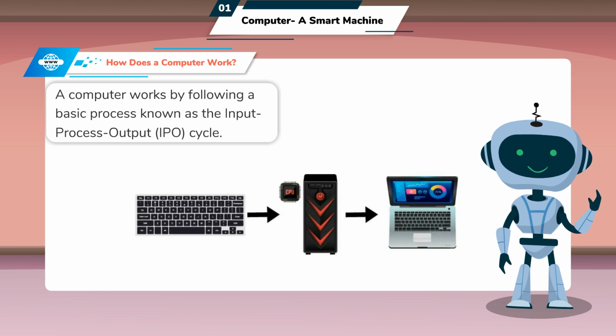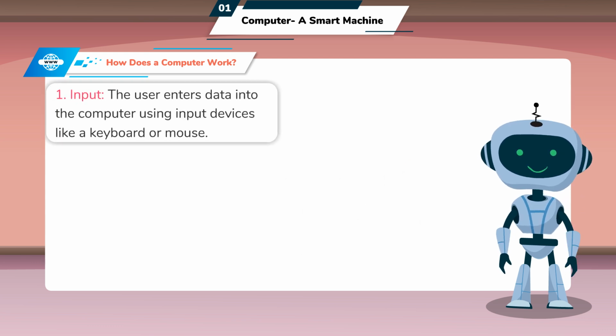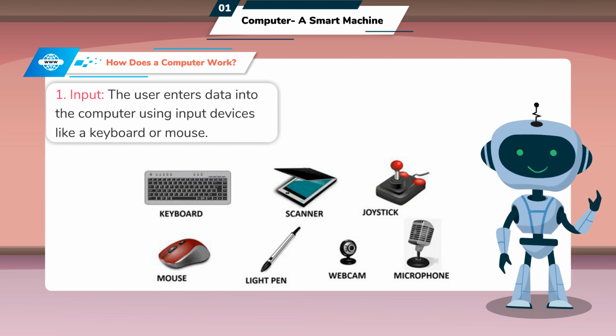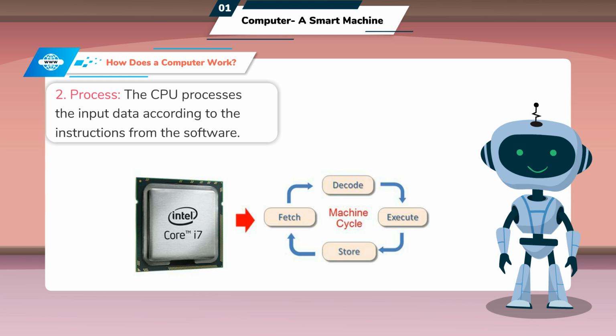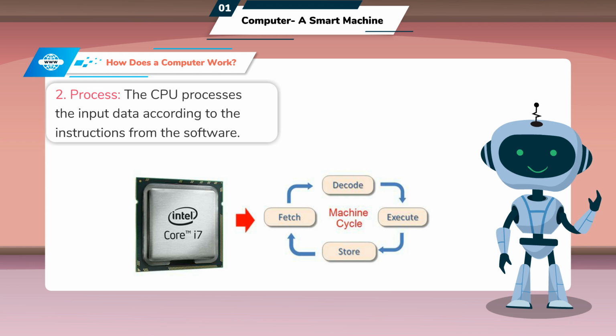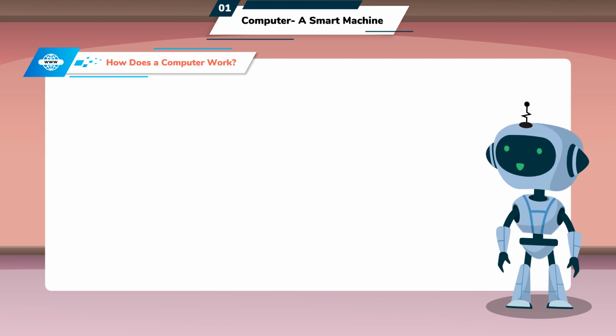A computer works by following a basic process known as the input process output, IPO cycle. 1. Input. The user enters data into the computer using input devices like a keyboard or mouse. 2. Process. The CPU processes the input data according to the instructions from the software. 3. Output. The computer displays the results through output devices like a monitor or printer.